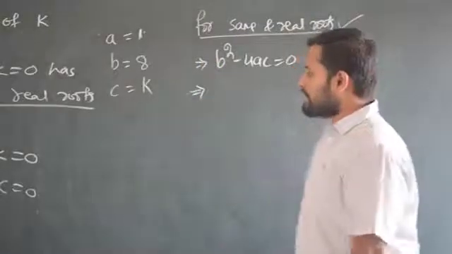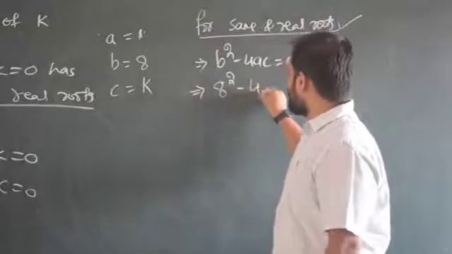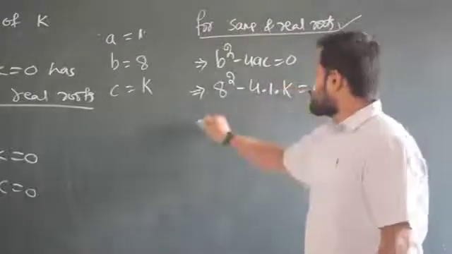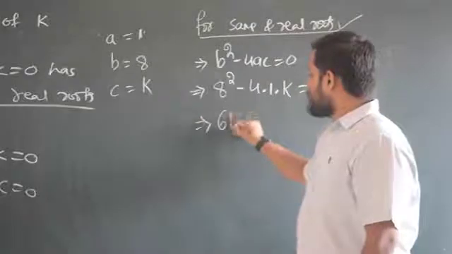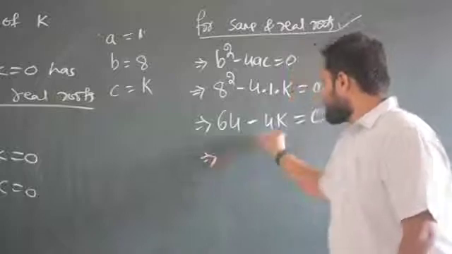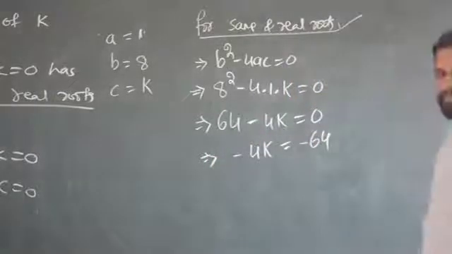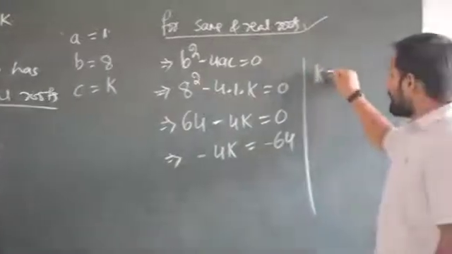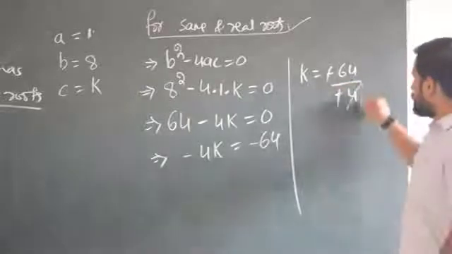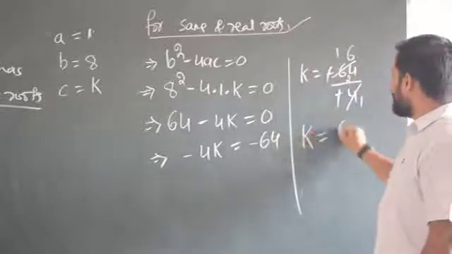So b square means 8 square minus 4 into a, which is 1, and c, which is k, equal to 0. Now 8 square is 64 minus 4k is equal to 0. Now I am going to keep minus 4k here and send that 64 to the other side, so it becomes minus 64. Then k is equal to minus 64 divided by minus 4. The minuses get cancelled. 4 sixes are 24. So the value of k is going to be 16.